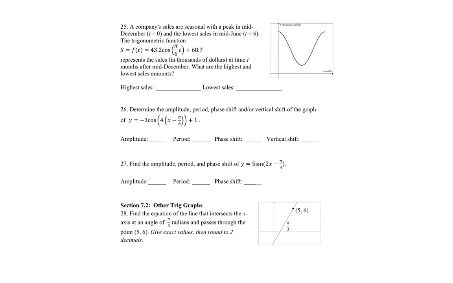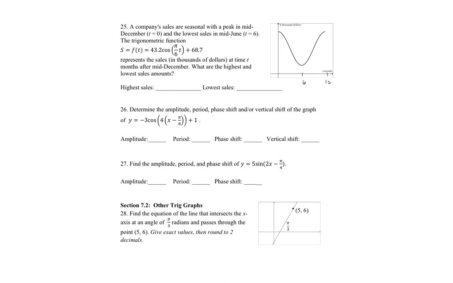Okay, so it says a company's sales are seasonal with a peak in mid-December at t equals 0 and the lowest sales in mid-June at t equals 6. So let's label some of these things on our graph. So there's my trigonometric function, representing the sales in thousands of dollars at time t. What are the highest and lowest sale amounts?